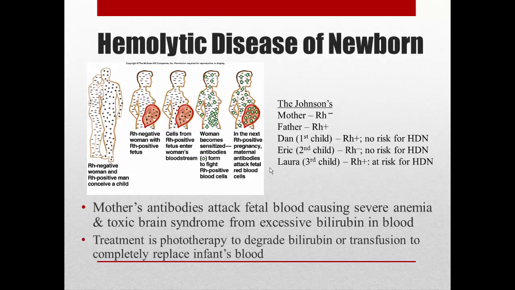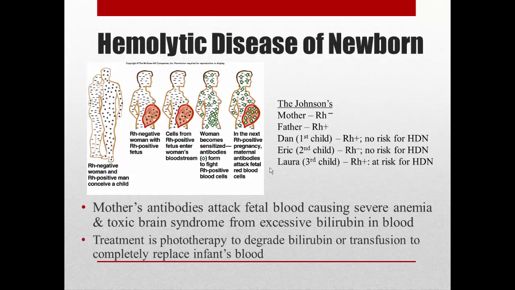Typically, treatment, if this happens, is phototherapy, just like any kid that comes out jaundiced. They put them under the lights, and that helps degrade the bilirubin so you don't get the toxic brain syndrome going. And you can give them a transfusion to completely replace the infant's blood and kind of flush those antibodies from the mother out of the baby. And so the baby can come out okay, but if you're not aware of the situation and know what's going on, that could be very severe for the fetus, and in some cases it results in miscarriages for that second Rh positive kid.